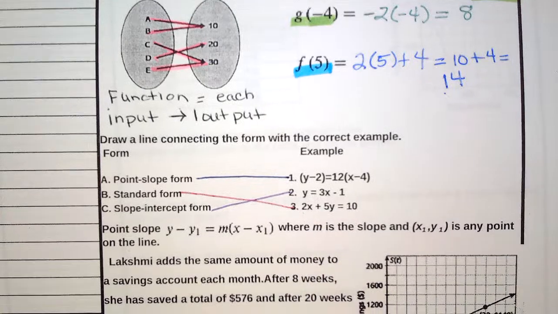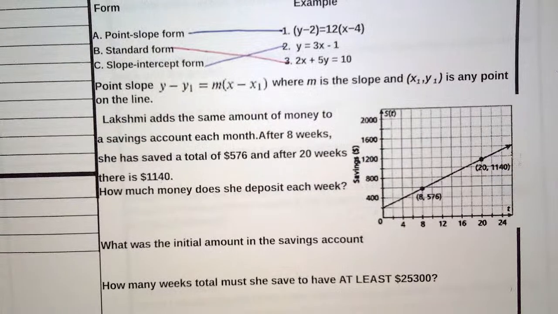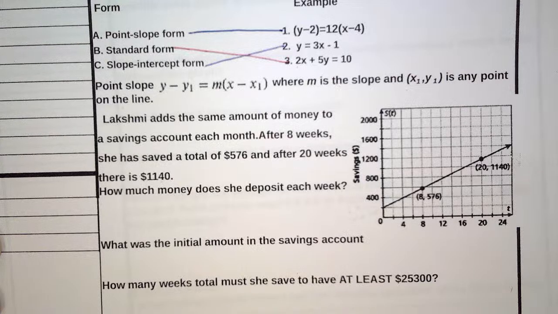So let's look at the first problem. Lakeisha adds the same amount of money to a savings account each month. After 8 weeks, she has saved a total of $576, and after 20 weeks, there is $1,140. How much money does she deposit each week?